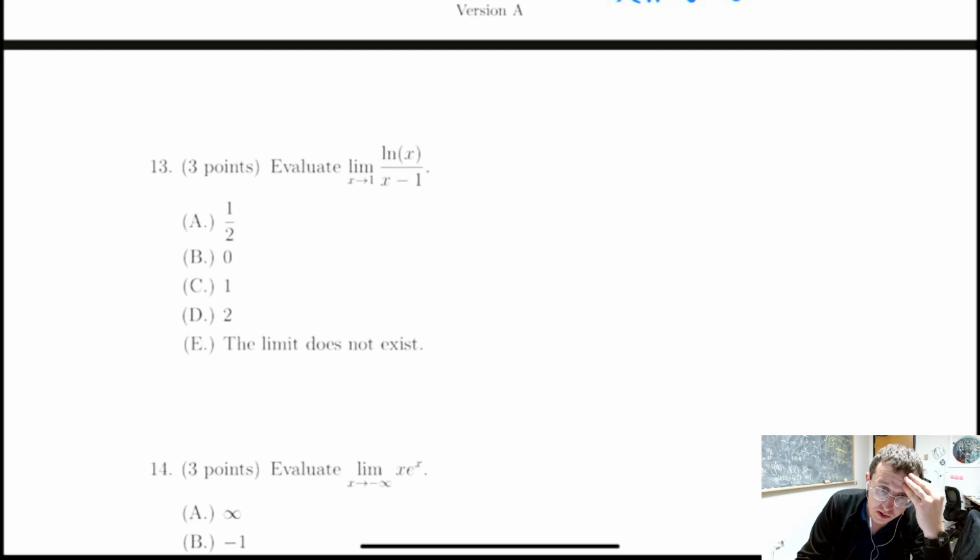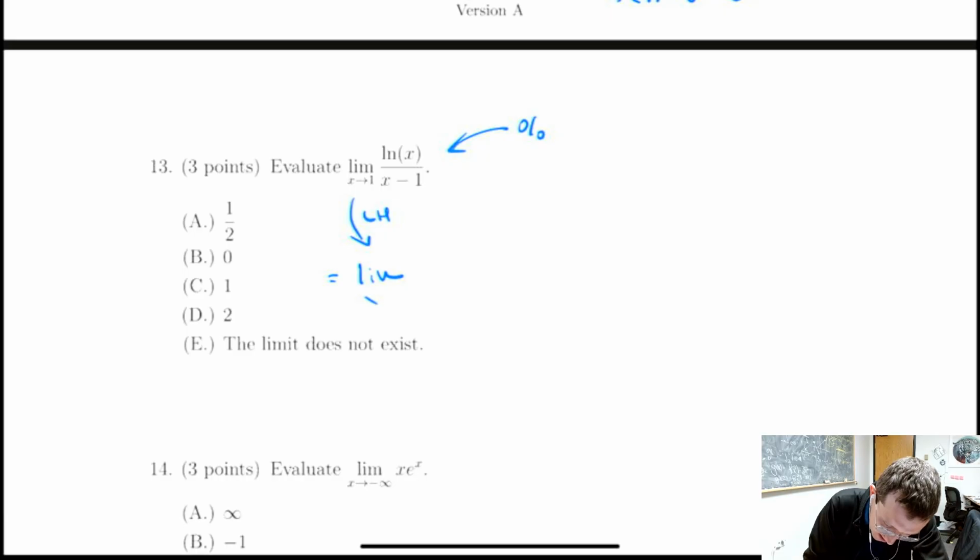Alright, limit. Try direct substitution first. That's always what you should do. ln of 1 is 0, so I get 0 over 0. Okay. Direct substitution doesn't work, but this is a 0 over 0 indeterminate form. That tells me that I can use L'Hopital's rule.